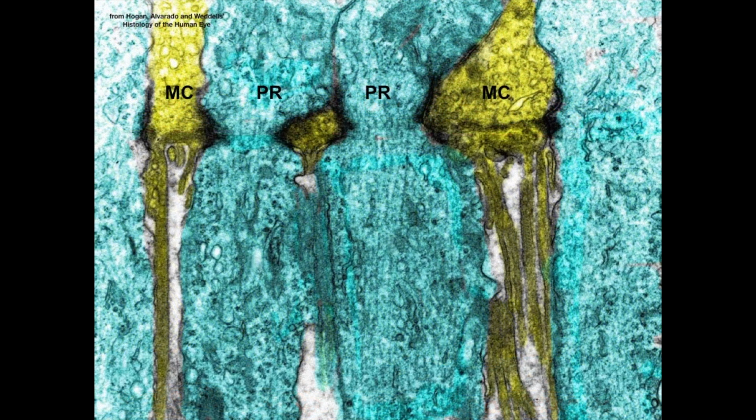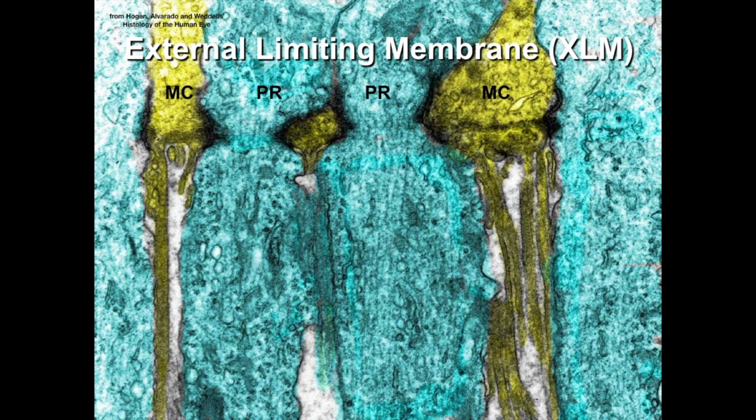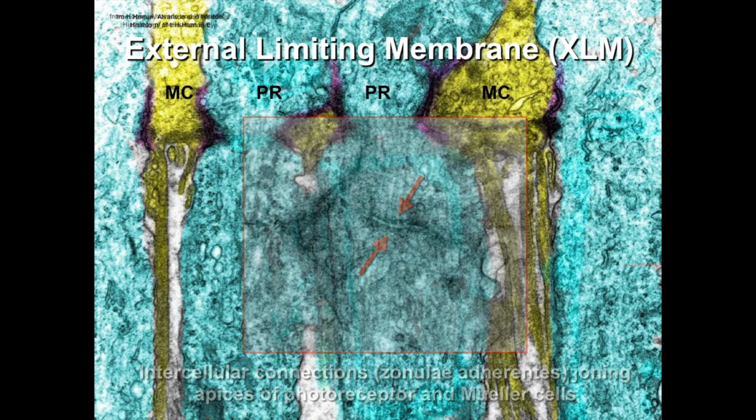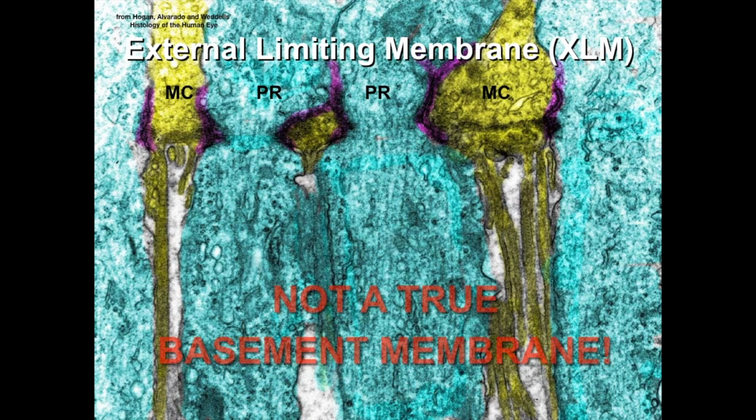This false colorized electron micrograph shows the external limiting membrane of the retina, a belt desmosome composed of intercellular connections or zonuli adherentes that join the apices of adjacent photoreceptors and Mueller cells. The external limiting membrane is not a true basement membrane. It is also permeable or leaky.